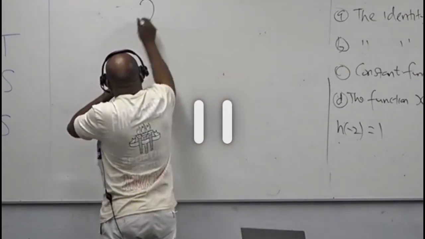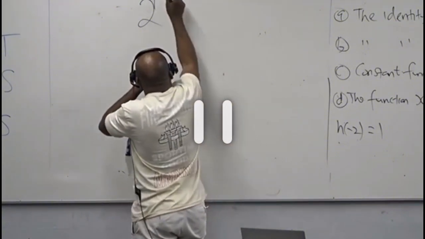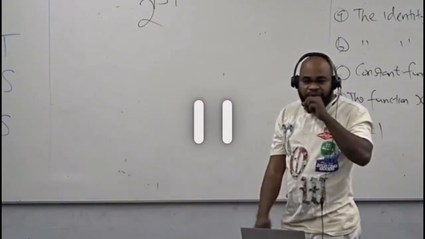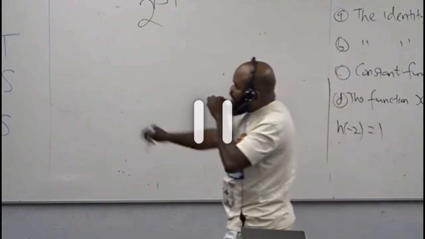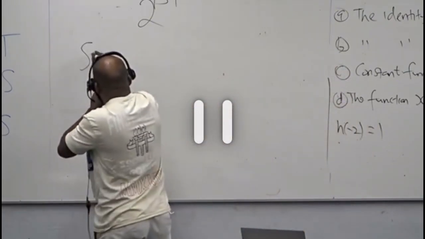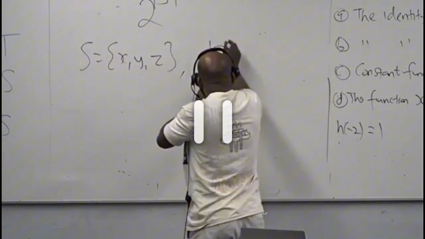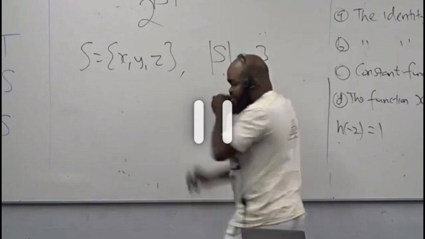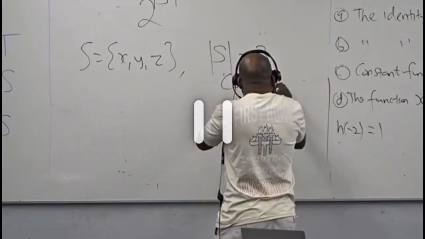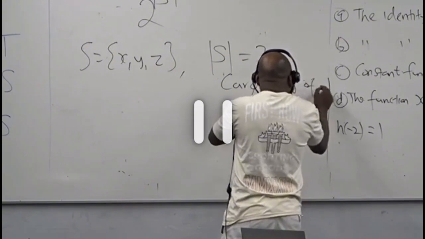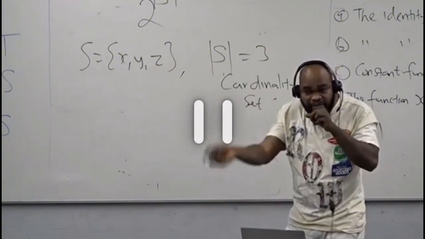The formula is going to be 2 raised to power cardinality of the set. What I mean by cardinality is the number of elements in that set. Now I have S, which is X, Y, Z. The cardinality of this particular set is 3. The cardinality of a set refers to the number of elements in that particular set.